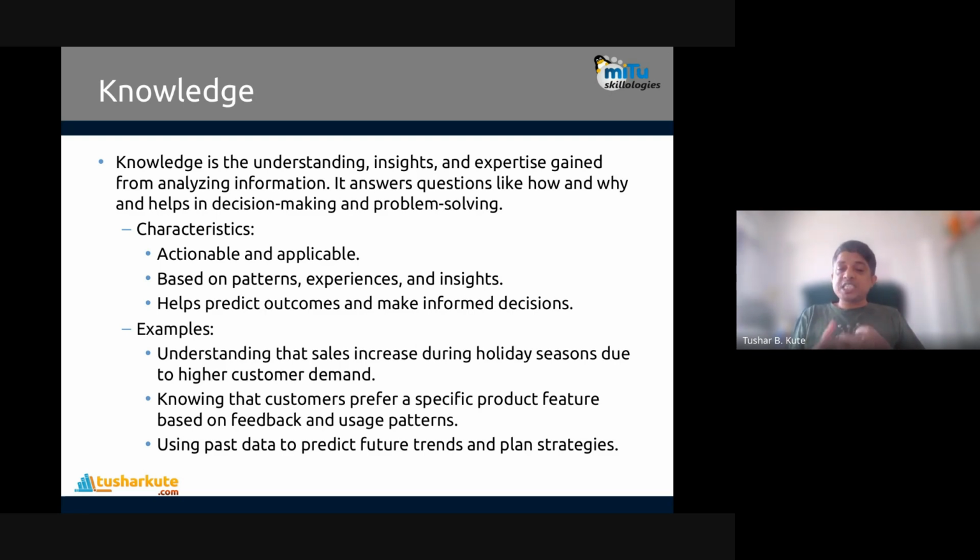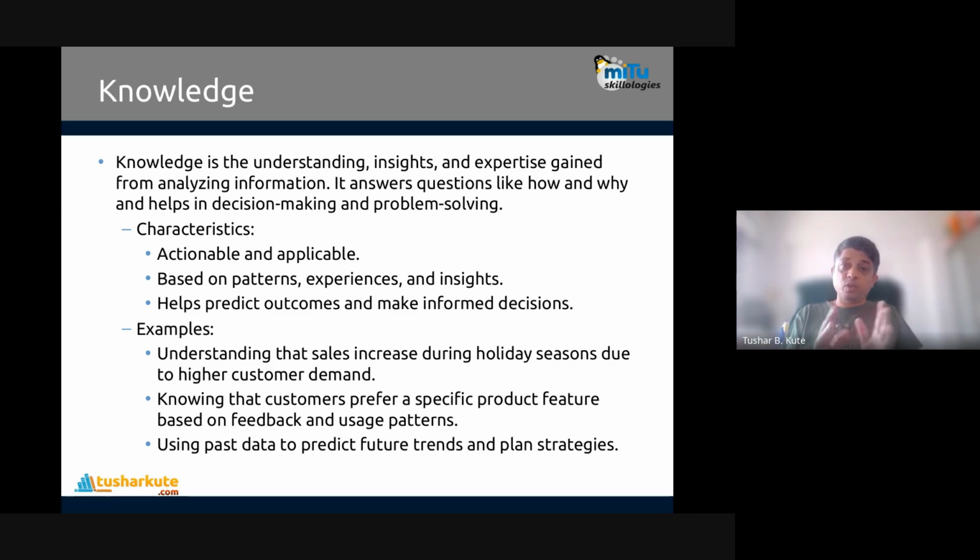So when I ask questions like how on information, how does it happen? I'll get knowledge. That's what we call knowledge. Knowledge is actionable and applicable in various scenarios, based on patterns, experiences, and insights. And very importantly, it helps to predict the outcome and make informed decisions. That is what the features of knowledge are.